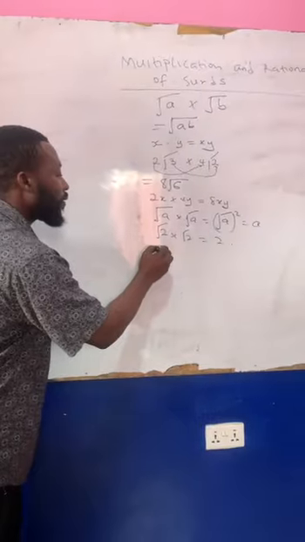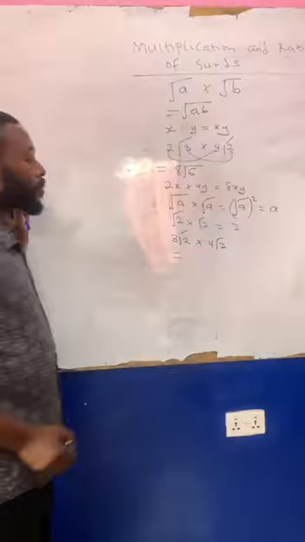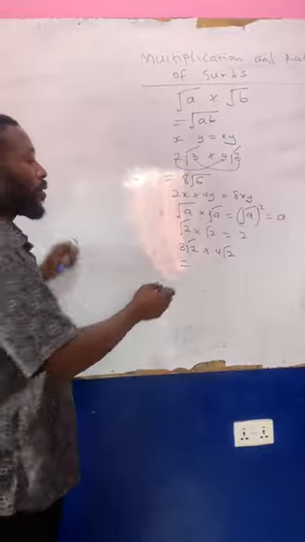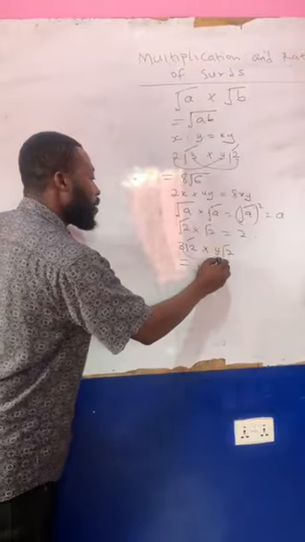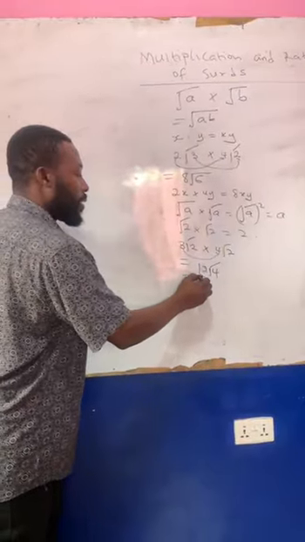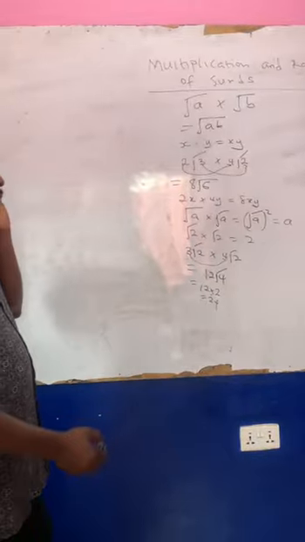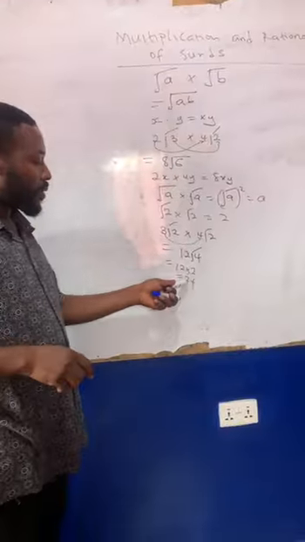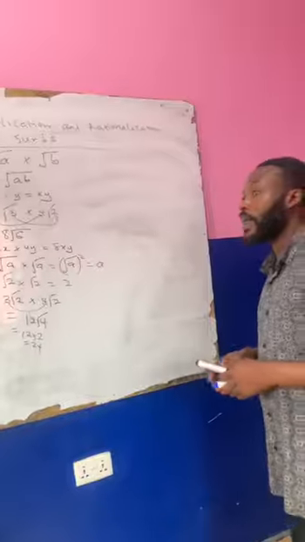Alright. Now if I have 3 root 2 times 4 root 2. Now watch carefully. We are going to do this: 3 times 4 to give us 12, root 4. And this is 12 times root 4, which is 2, so this will give us 24. Alright. So if I'm given something like this in a question and I'm simplifying, I can easily write 24 as my final answer.